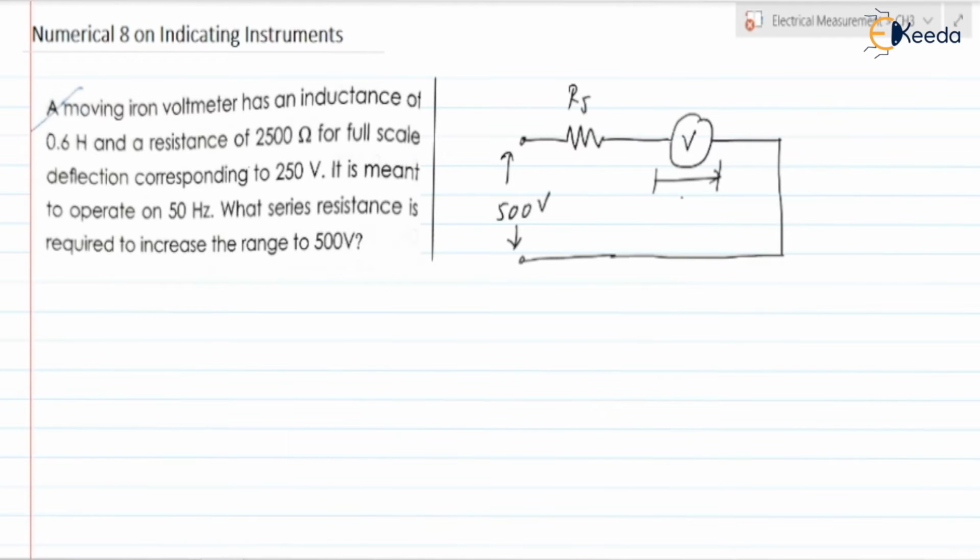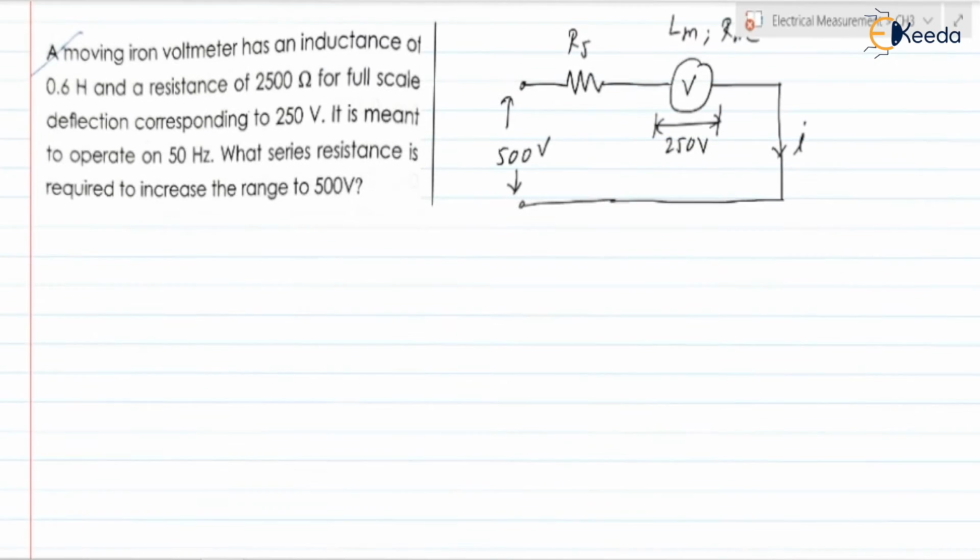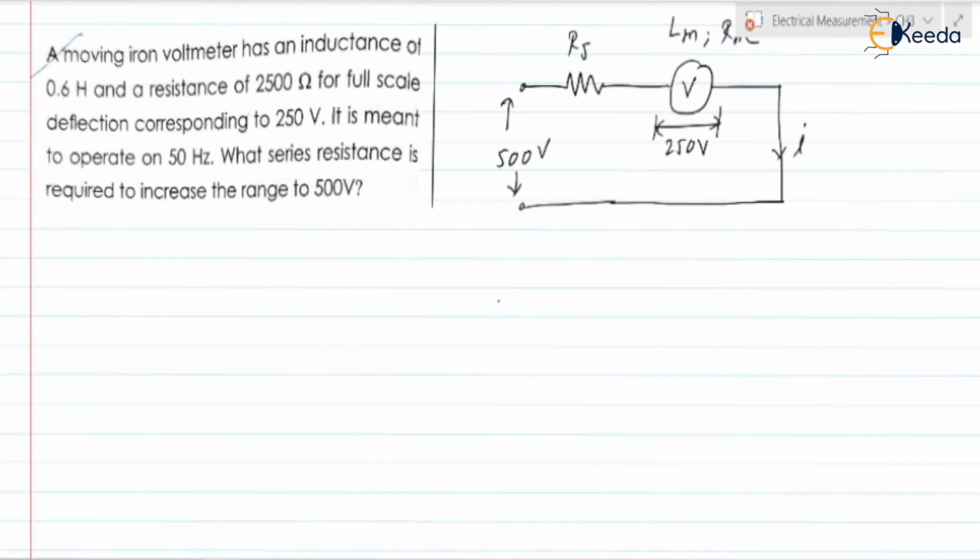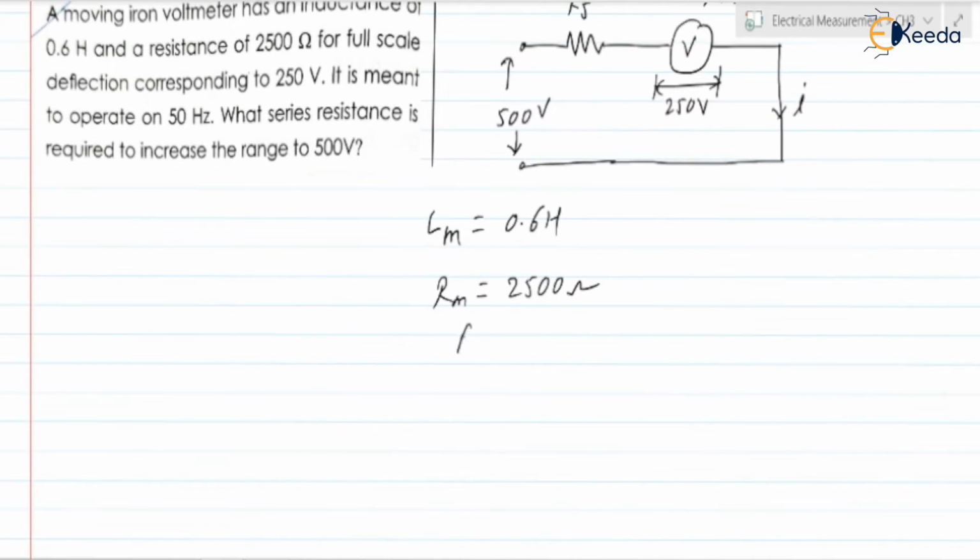Voltage across the meter is 250 volt. Meter inductance is LM, and meter resistance is RM. This current is I. LM is given and RM is given. It is given that meter inductance is 0.6 Henry, meter resistance is equal to 2500 ohm, and the frequency is 50 hertz.